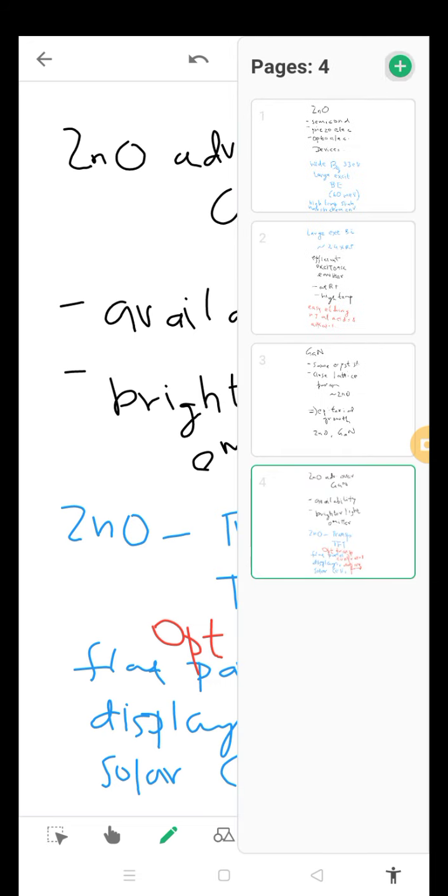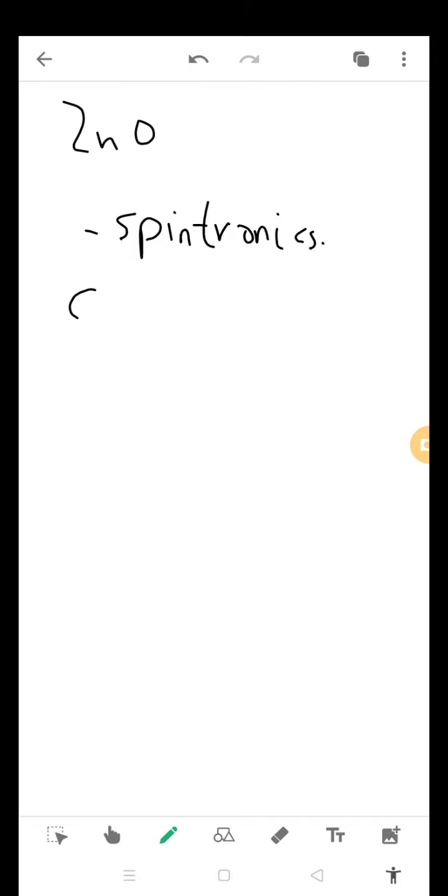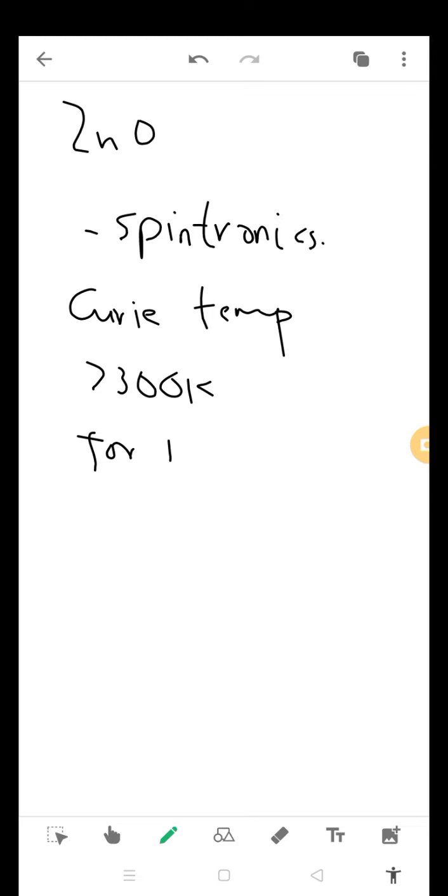Zinc oxide is also a promising candidate for spintronics, where we are using the spin of the electron for electronic devices, and it has a Curie temperature of more than 300 K for manganese doped zinc oxide.